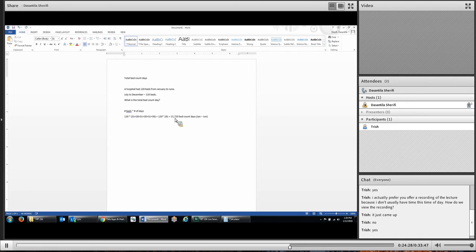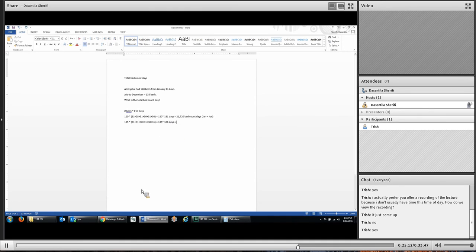Now we have the other part. We had 135 beds from July to December, right? So we're starting our counting again. July 31 days, August 31 days, September 30, October 31, November 30, and December 31, and that's it. So we have 6 months, and it's 135 times 186. That's what the sum of these days is, 186 days. Okay, these are days, and these are days as well.